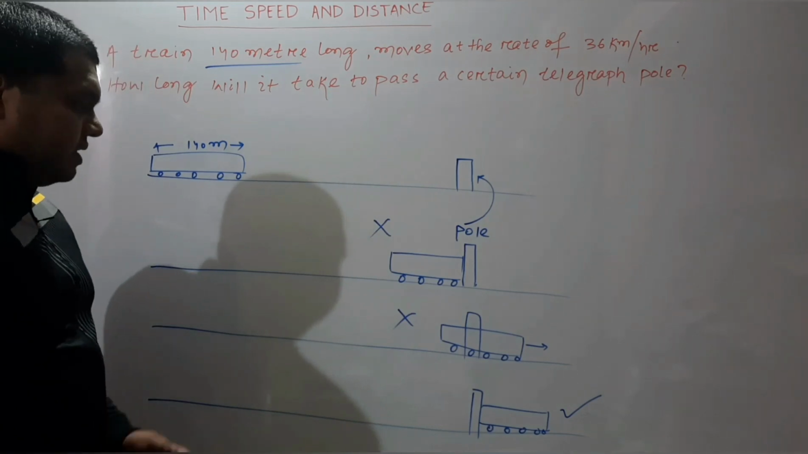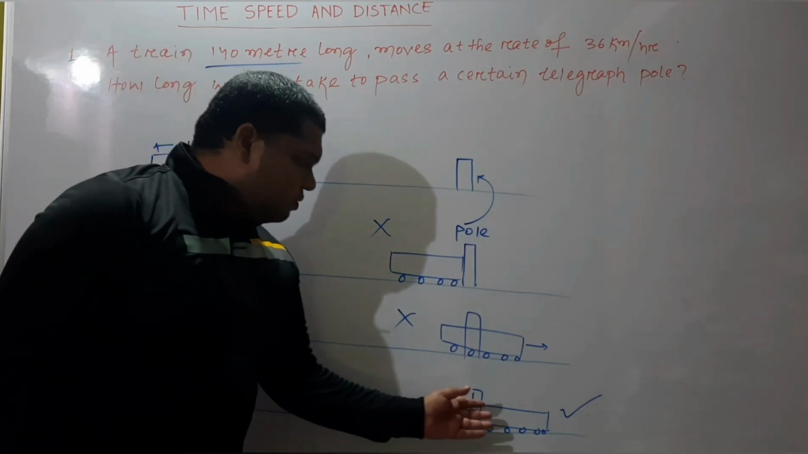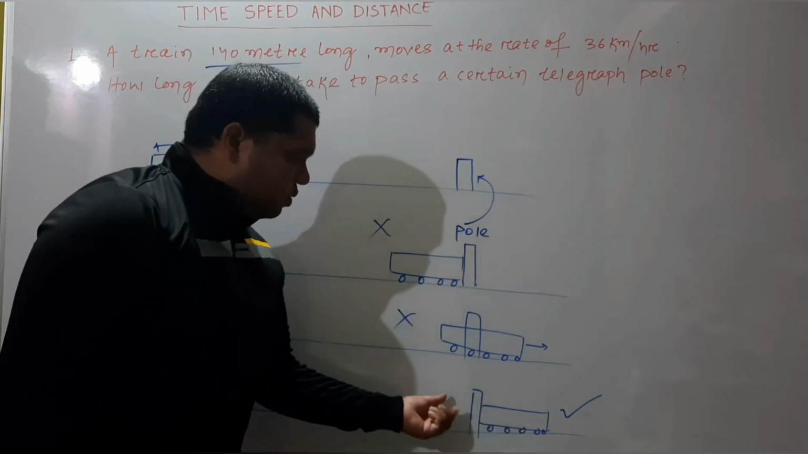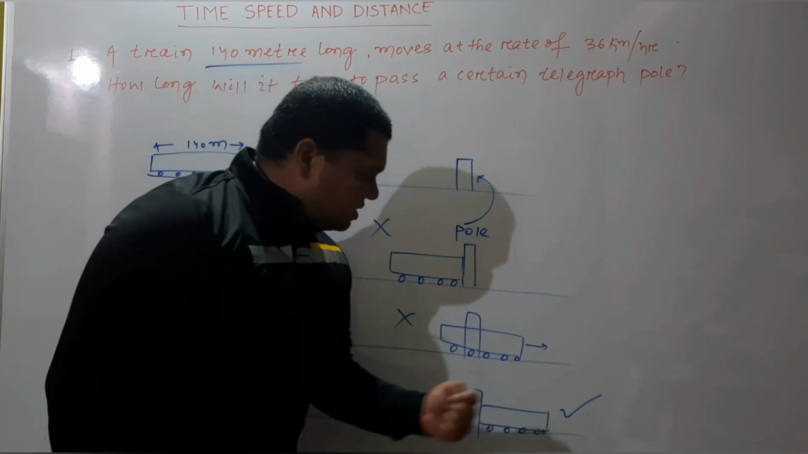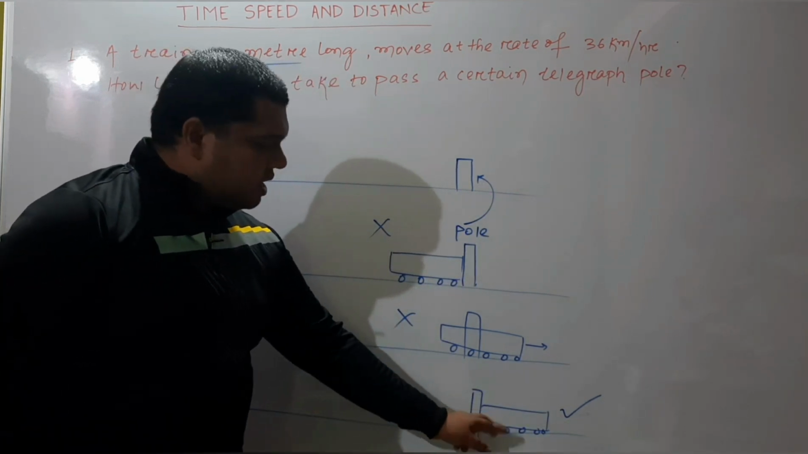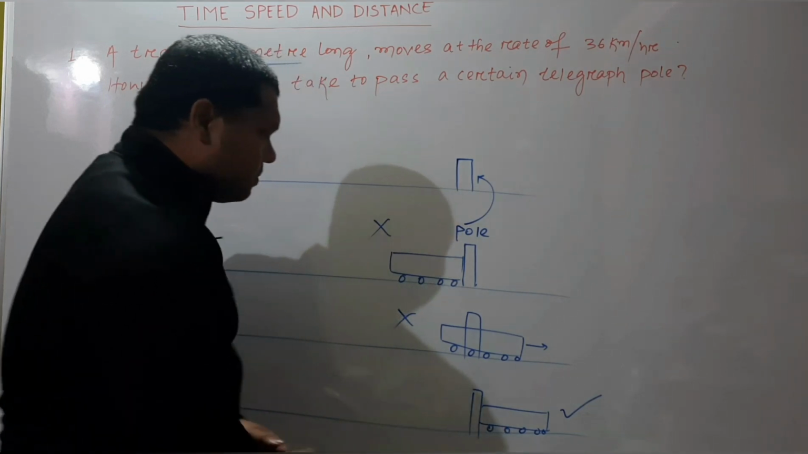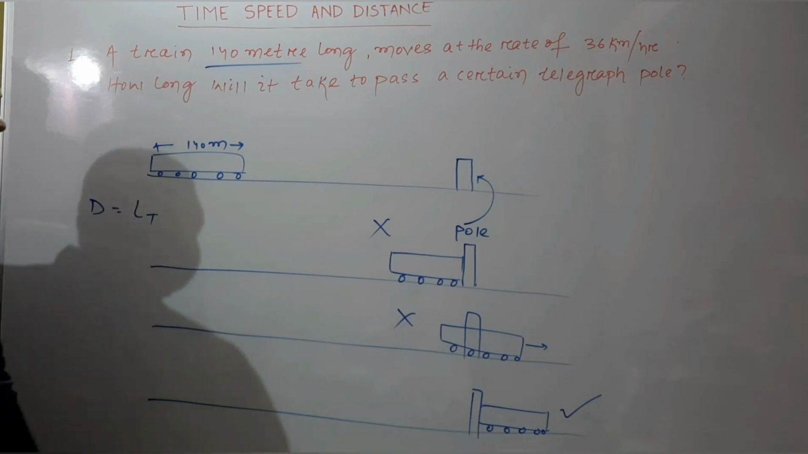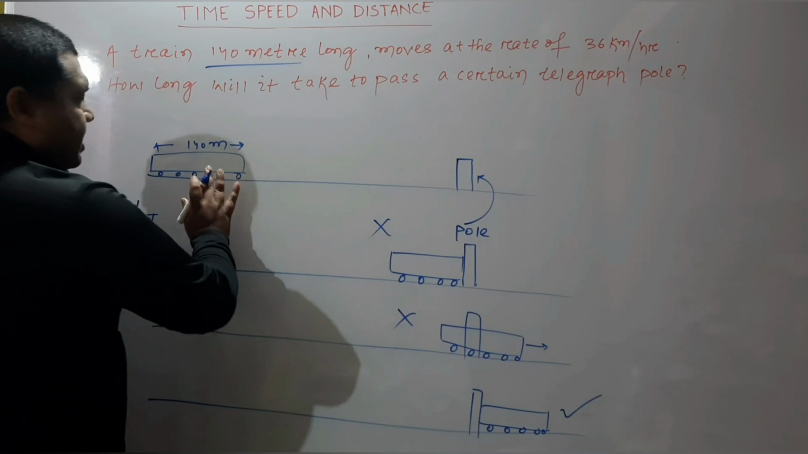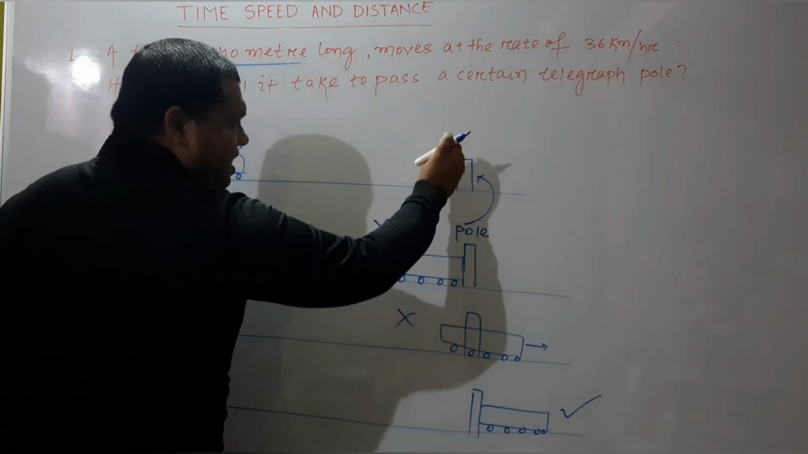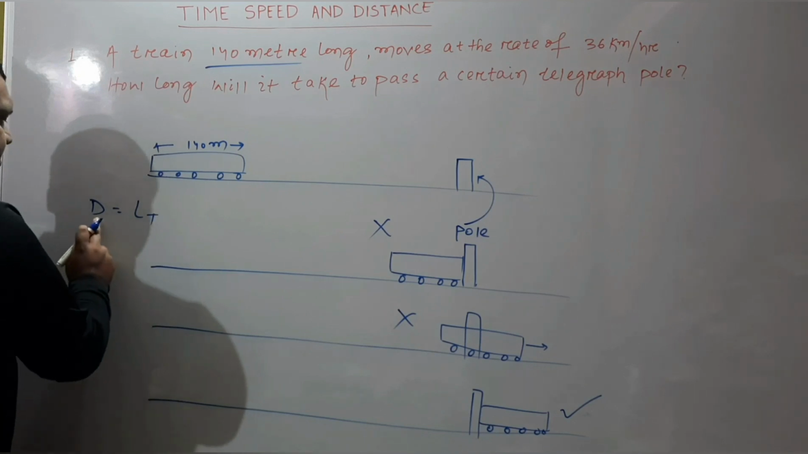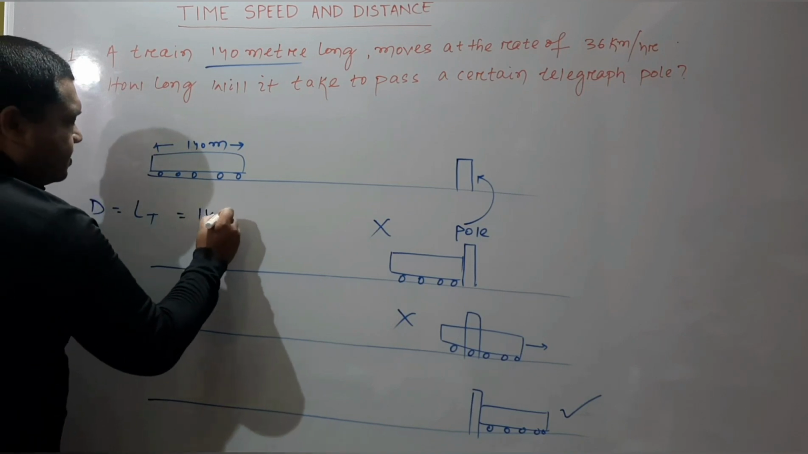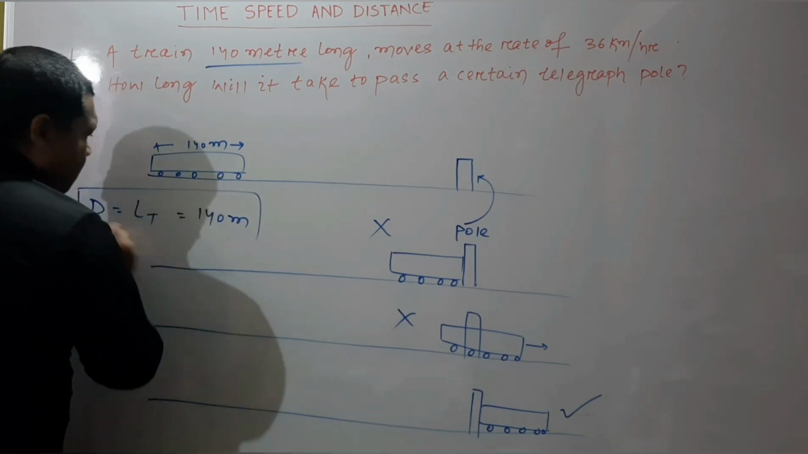Okay. That means to cross this pole, how much distance will the train travel? That is equal to its own length. So for this case, the distance is LT, that is the length of the train. When the train passes this pole, it travels its own length. Here distance is equal to LT. LT means length of the train, and it is given in this question. This is 140 meter. Distance is 140 meter.